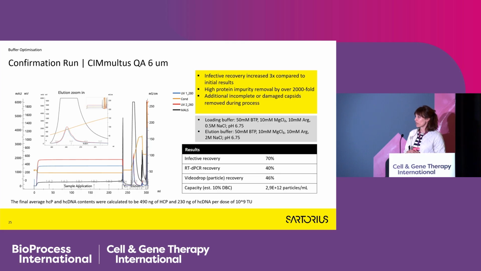So we checked all the fractions from this run, also with different analytical methods. We checked for infectivity, and basically the infective recovery was 70%. We did also PCR and Videotrop analytics, and with these two analytics, the recovery was lower, 40 and 46%. We also checked for the capacity. So the capacity was calculated to be around 3 to the power of 12 particles per milliliter. So why is there a difference between infective recovery and particle recovery?